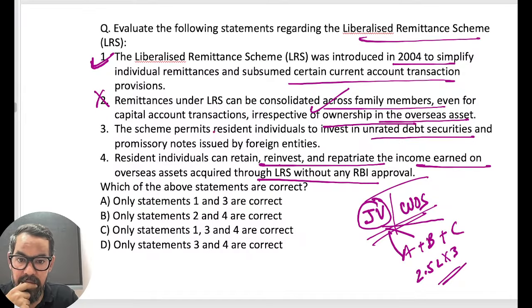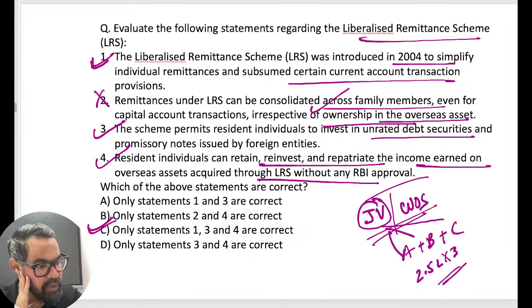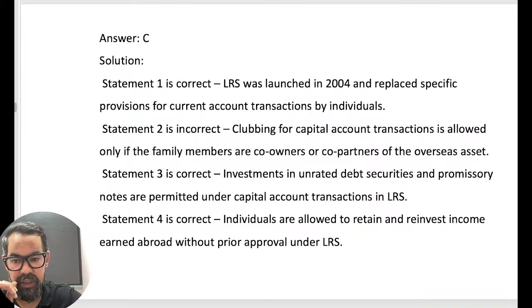The scheme permits a resident individual to invest in unrated debt. Yes, that can be, that is a normal investment. Resident individual can retain, reinvest or repatriate, that is also true. So 1, 3, 4, 100% C. Very good, guys. Only here I can see Rani ma'am and Sushil sir and Madhu sir, right? Other guys, please do take care about this scheme. Bit important. It can be asked in examination also, right? So I have kept a number of questions so that they'll help you.